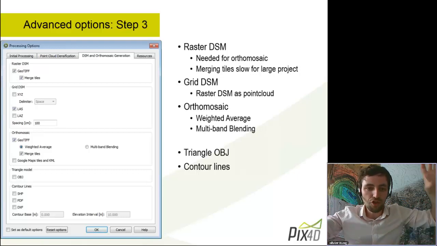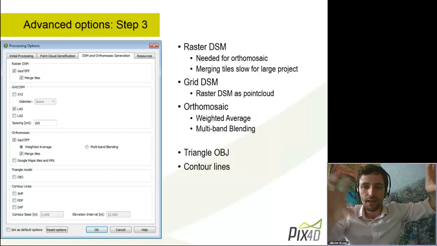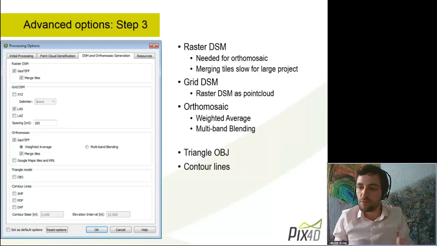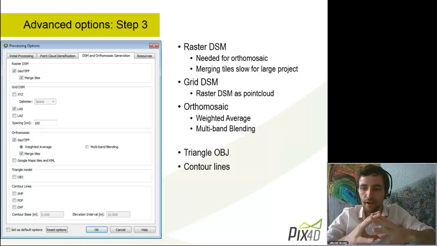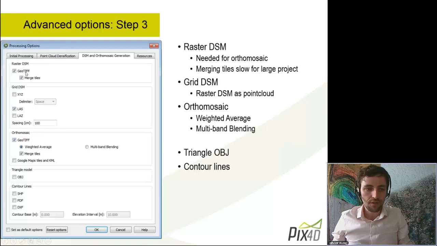And merging, just putting all the information from the different tiles into one single one, is a very time-consuming operation. And most of the software can handle reading the different tiles without them being in one single file. So we recommend for very large projects to uncheck the merge tiles, as it's going to increase the processing speed. The grid DSM is basically the same information which is in the raster DSM, but in the format of a point cloud.